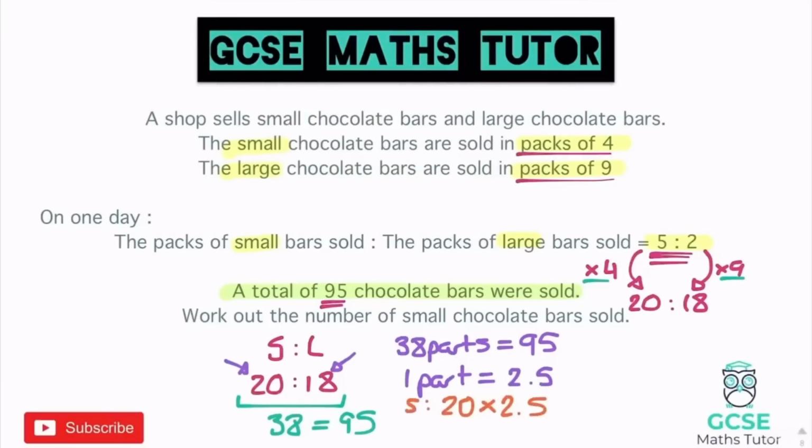Let's label that as small, and we'll label our large one as well. So 20 times 2.5 gives us 50. There we go, so it's gone back into a nice whole number. And for the other one, we've got 18 times 2.5, which gives us 45. As you can see, they both add up to 95, don't they? And they're nice whole numbers now. The question didn't ask us to work them both out. It said work out the number of small chocolate bars. So our number of small chocolate bars is right there, 50. So our final answer is 50.